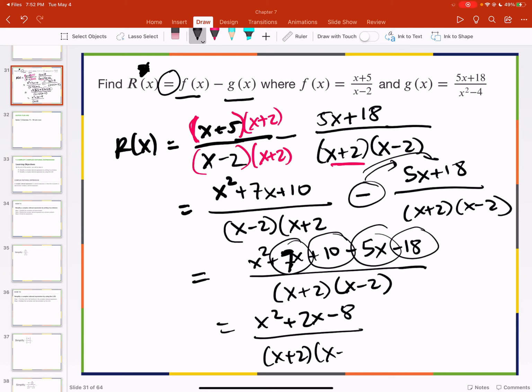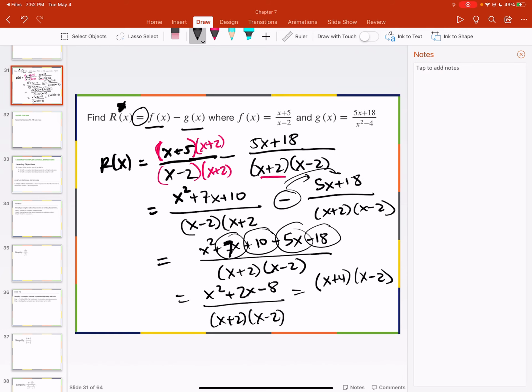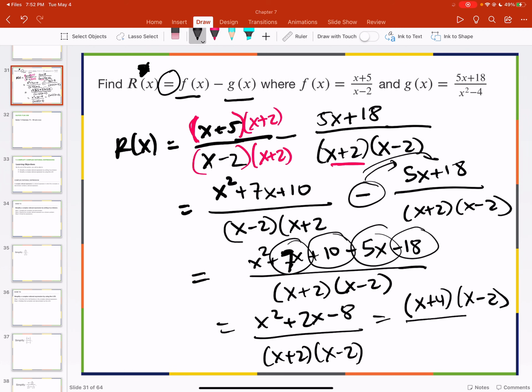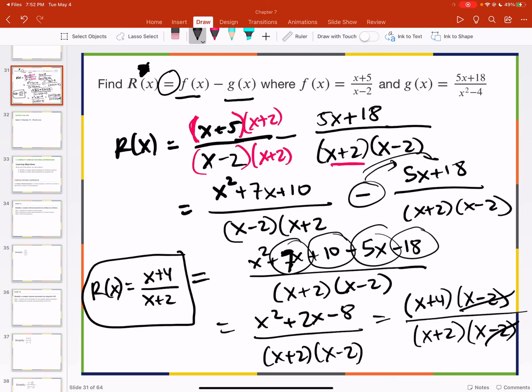Let's see if the numerator factors. What are two factors of negative 8 that when combined give you a positive 2? x plus 4 and x minus 2, right? 4 times negative 2. Okay, fine. And then that's all over the denominator, (x plus 2)(x minus 2). So let's cancel out the common factor, and then final answer, r of x, that's the name of all of this, is equal to (x plus 4) over (x plus 2). Okay, and that's it for this section.